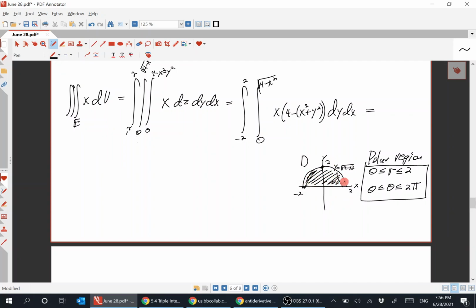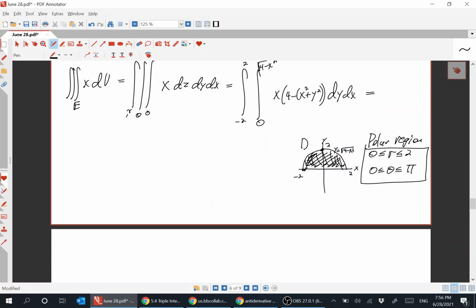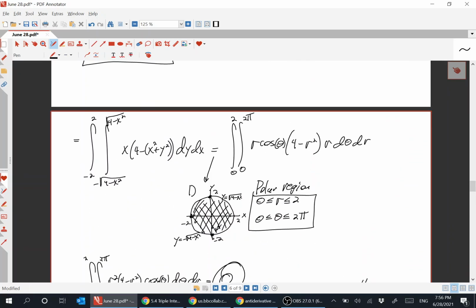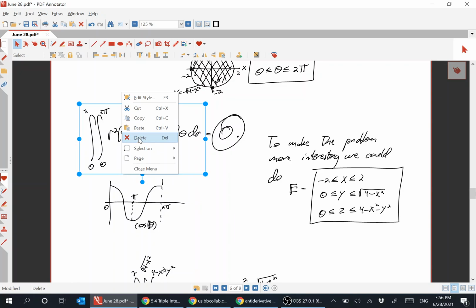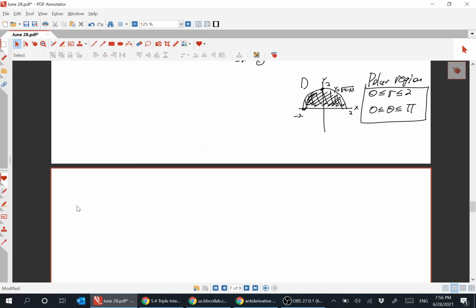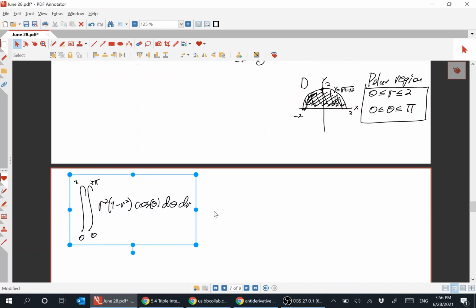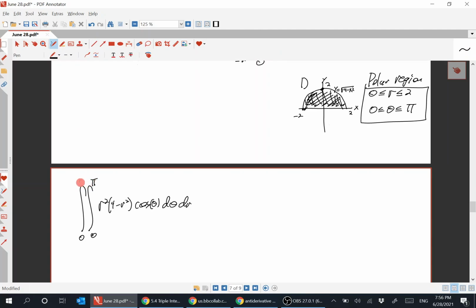So we just have this, in which case the boundary for r is still 0 to 2, but for theta it's from 0 to pi. So in which case this integral would look like this. Instead of a 2 pi up here, it would just be pi. And the integral from 0 to pi of cosine is 2.